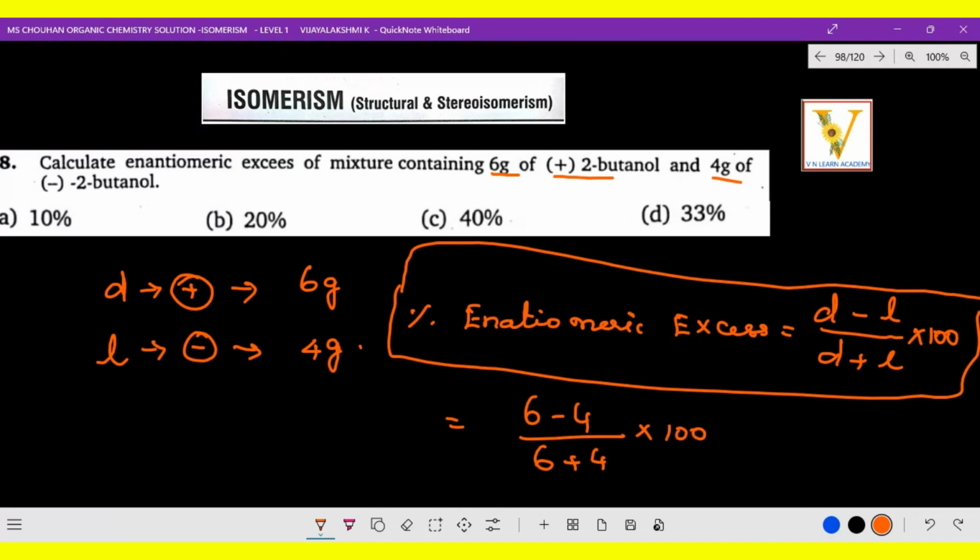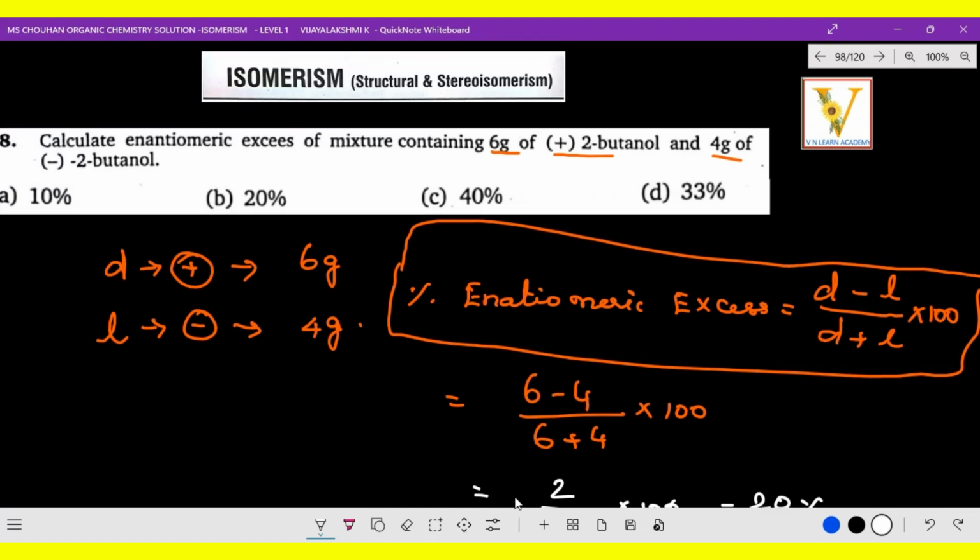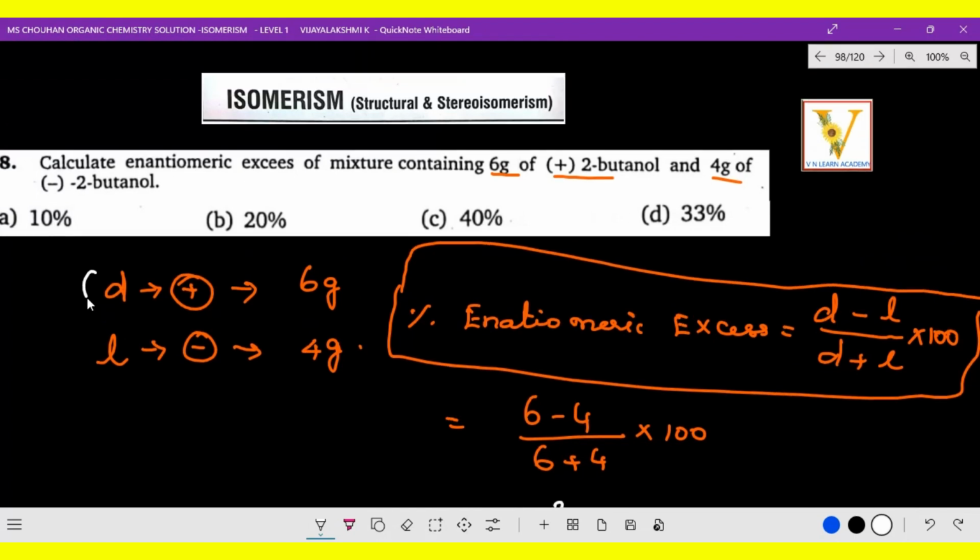So here, 2 divided by 10 into 100. That means you will get 20 percent. That's all, very simple. Enantiomeric excess is nothing but D and L only. Always small d and small l. Capital D, capital L, dextro and levo, that is different.